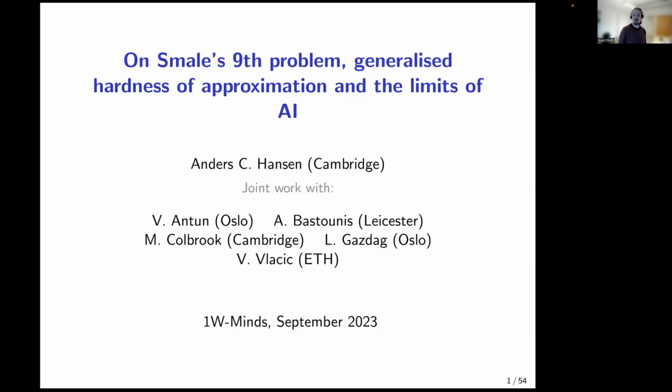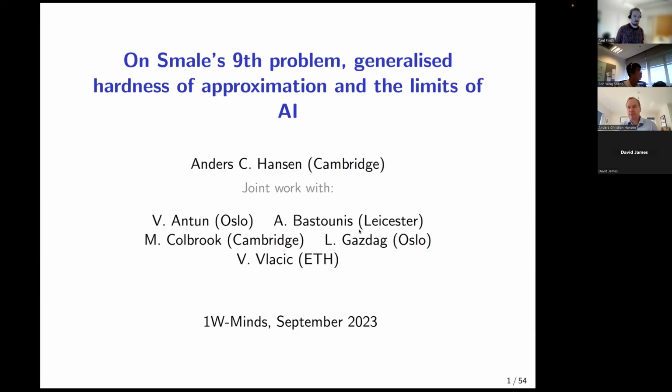He is a professor of mathematics at the University of Cambridge, where he leads the Applied Functional and Harmonic Analysis group, and also obtained his PhD in 2018. He has won numerous prizes and is a fellow of the Royal Society. His research resides in the borderline of applied mathematics and theoretical computer science, and often questions our understanding about what mathematics really can or can't do. Today he's going to speak about Smale's ninth problem, generalized hardness of approximation and the limits of AI. The floor is yours, Anders.